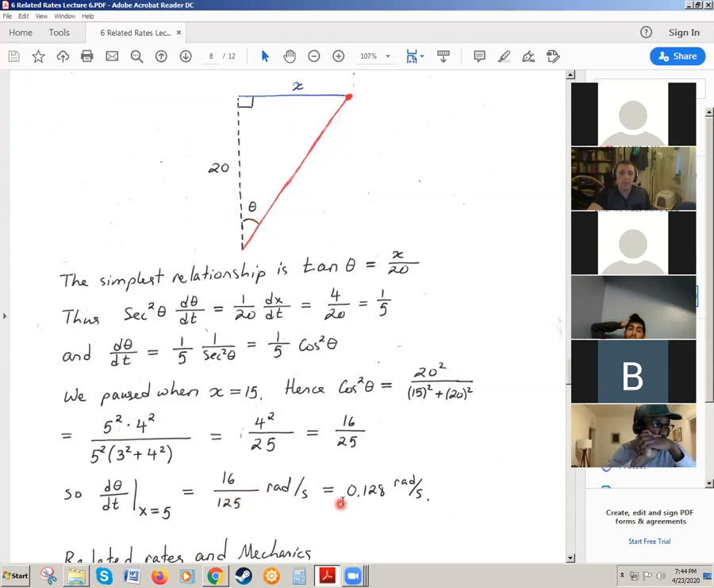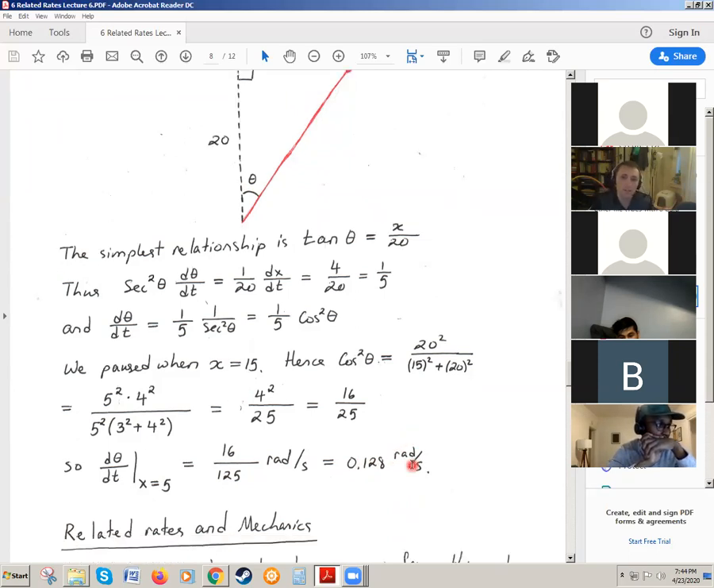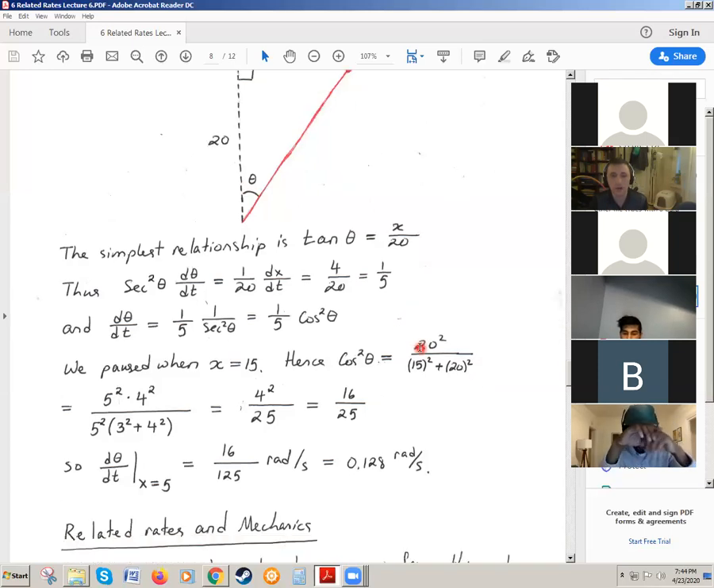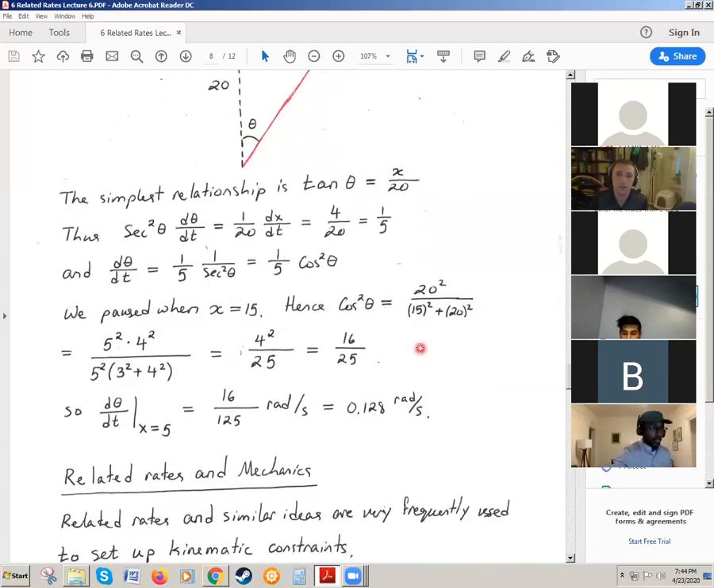So at that moment, the lantern is turning at a rate of 16/125 radians per second, or 0.128 radians a second, which means the turn is roughly 13% of a radian every second. Okay, so that is officially what we do for related rates. I would just like to briefly speak about how related rates are used in mechanics.